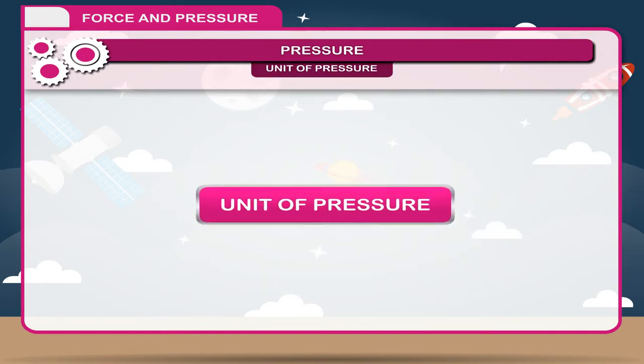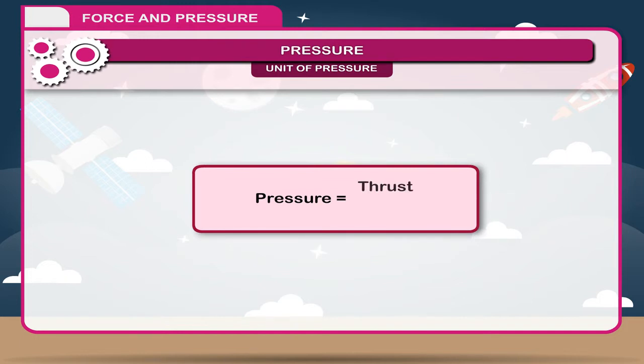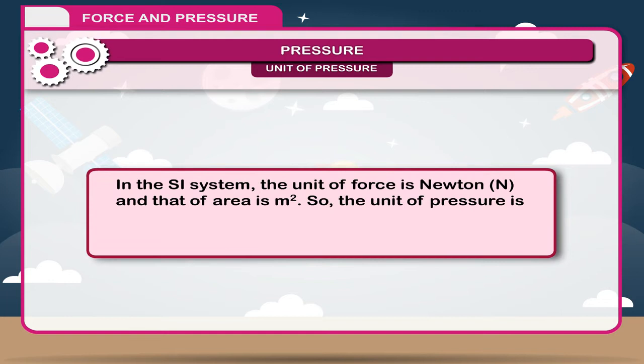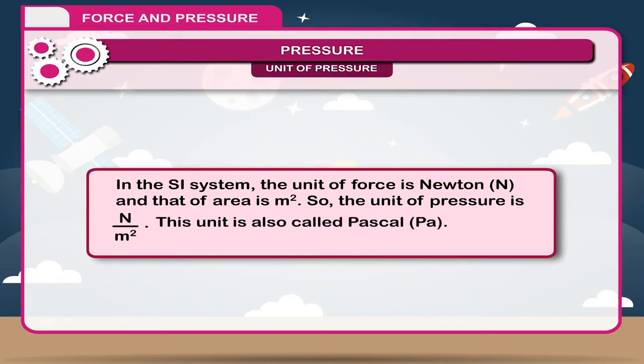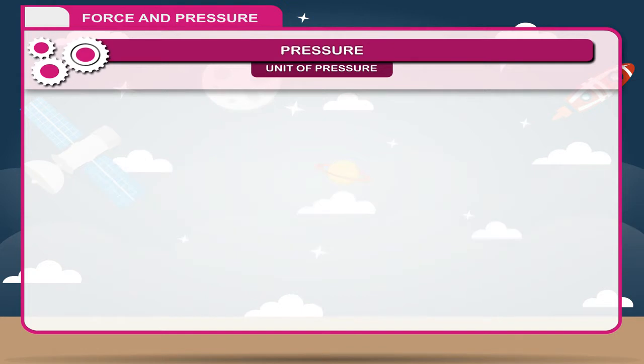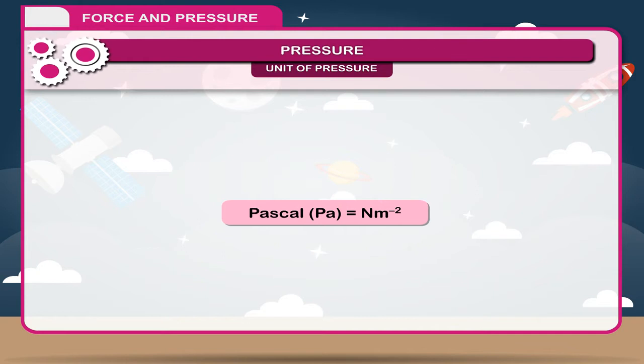Unit of pressure. Pressure is equal to thrust divided by area. In the SI system, the unit of force is Newton, N, and that of area is meter squared. So, the unit of pressure is N divided by m squared. This unit is also called Pascal, Pa. Pascal, Pa, is equal to N m raised to the power minus 2.